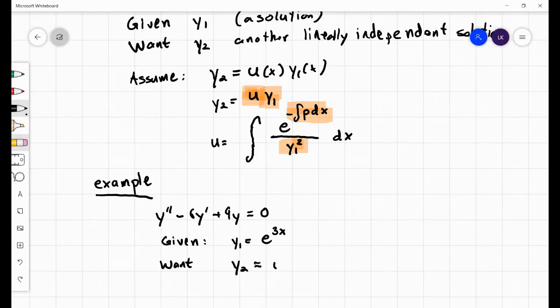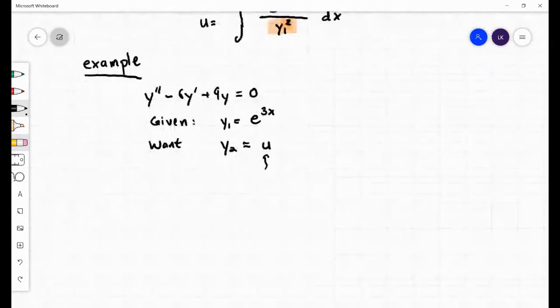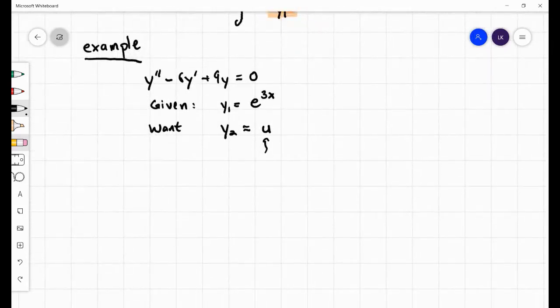That's going to take the form of u, which is some unknown function of x, times y1, the first solution. And for right now, I'm just going to use the formula for what gives us a valid u.